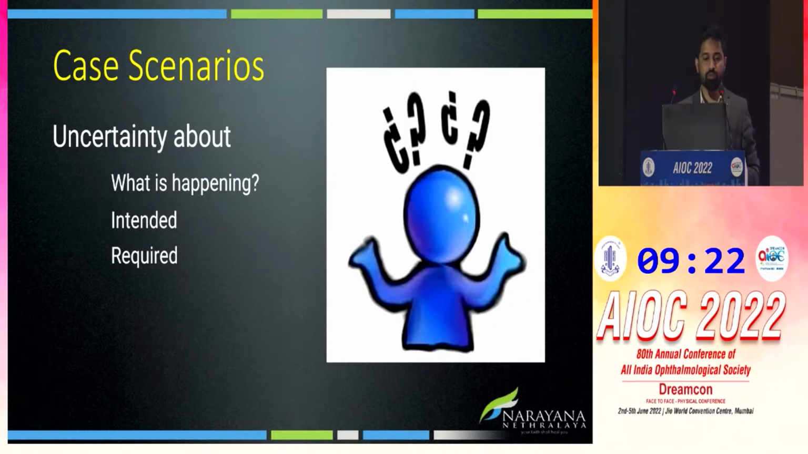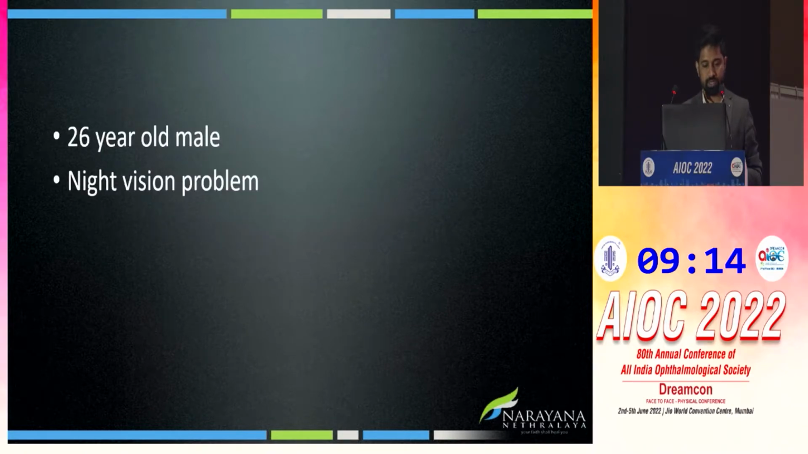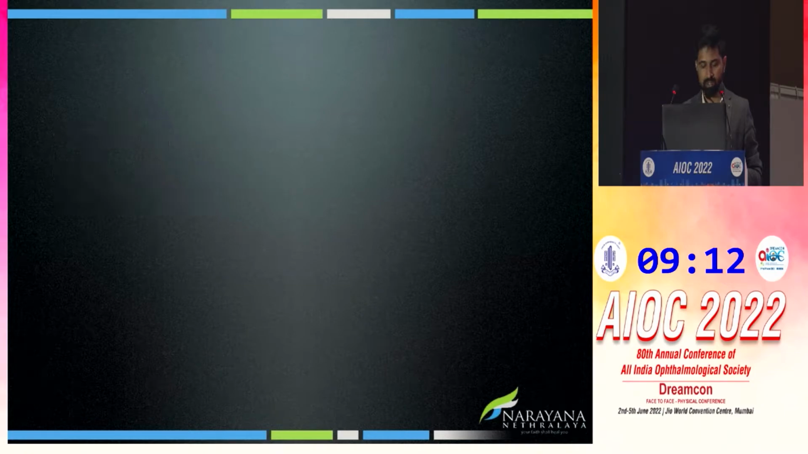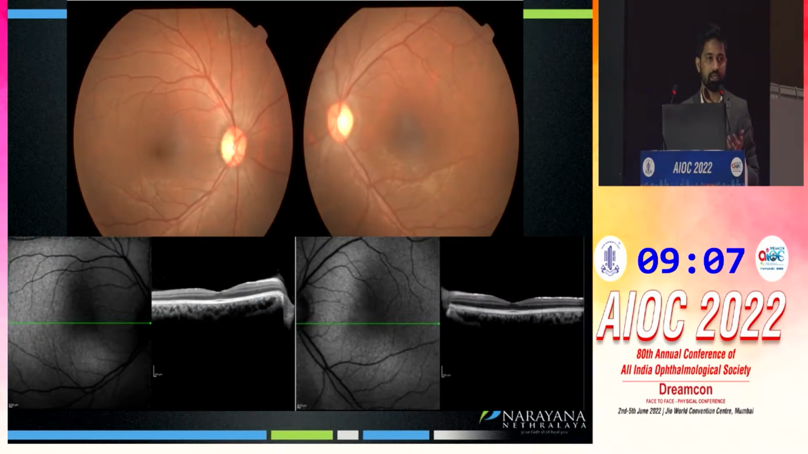So I'll just take you through some of the case examples where there is some uncertainty about what's happening, what is intended, and what is required. So coming to the night vision problems. This was a 26-year-old male who presented with night vision problem. The fundus appeared normal, and OCT, all the layers were intact. It was a normal macular OCT.